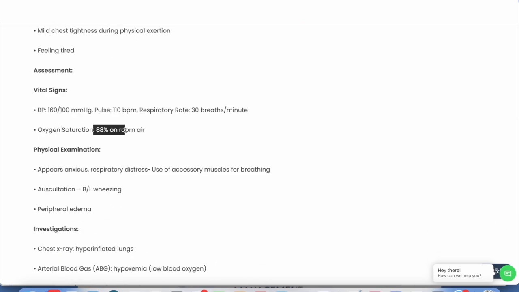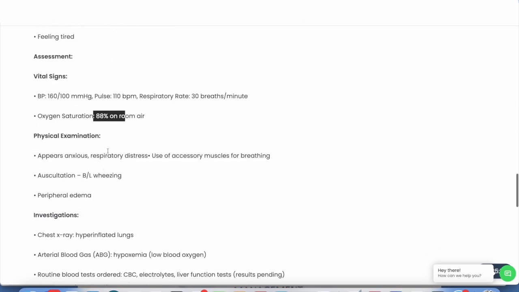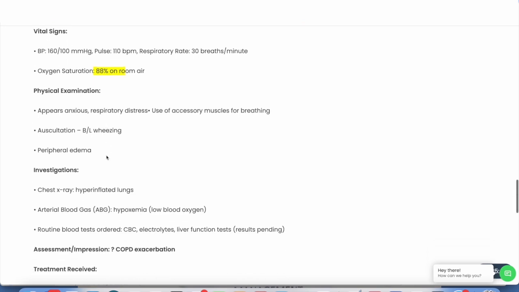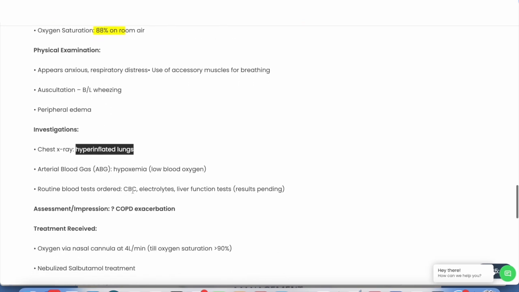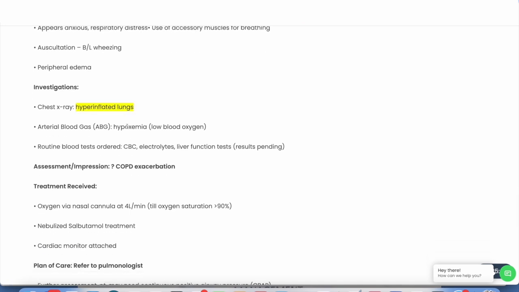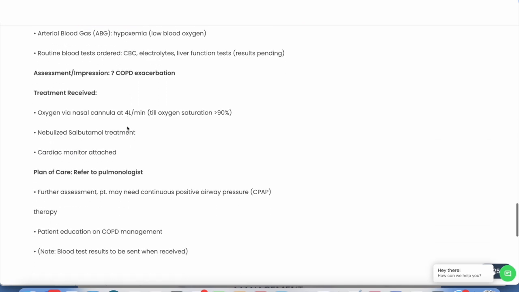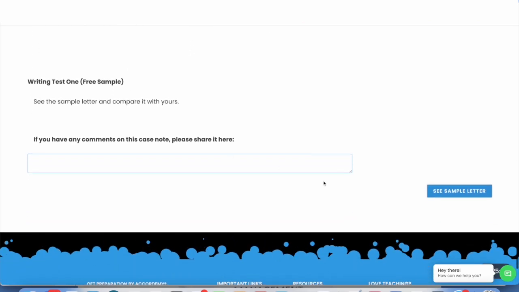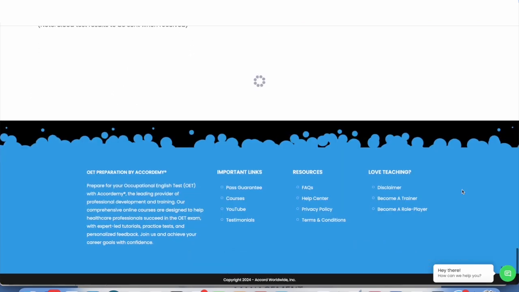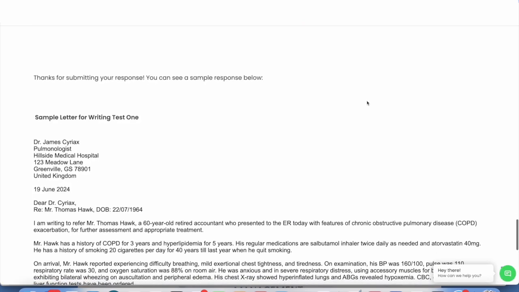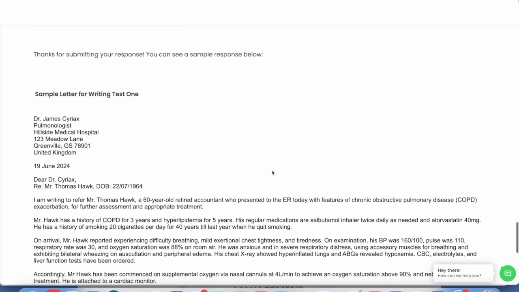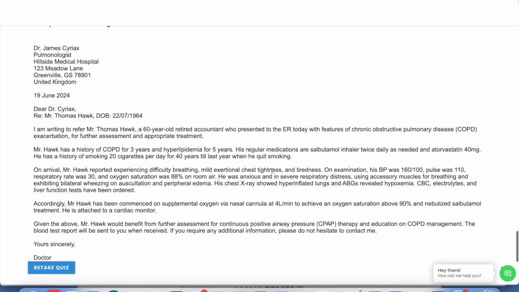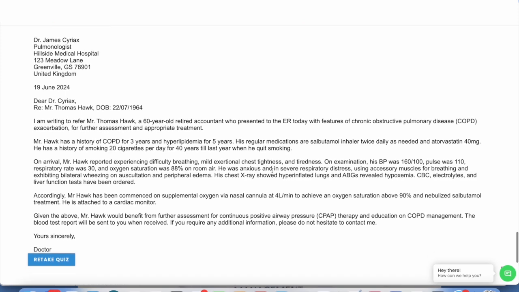Let's start talking about one of the most important skills in the OET writing subtest, understanding the case notes. In this part of the exam, you'll be presented with a detailed set of notes about the patient's condition, history, and treatment. Your first job is to carefully read through these notes and determine what information is relevant to your reader. This is crucial because not all of the information in your case notes will be necessary for your letter. For example, if you're writing a referral letter to a specialist, they may not need to know every detail of the patient's history, only the information that is relevant to their role in the patient's care.